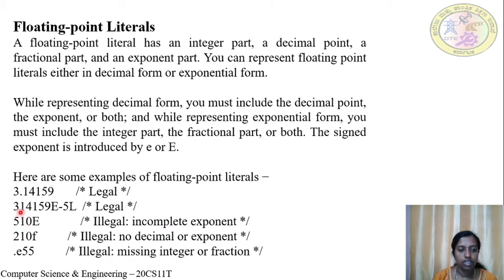Next, 3.14159E-5L is exponential form with a long suffix. Next, 510E is illegal, an incomplete exponent. Then 210f is illegal, with no decimal or exponent. .e55 is illegal, missing integer or fraction.